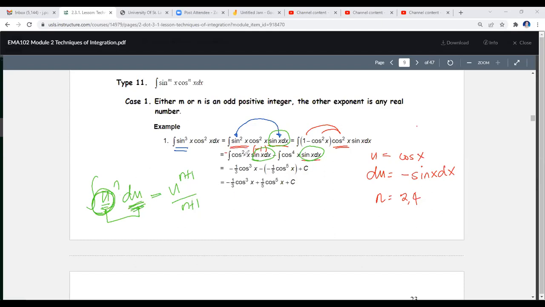Now, your u here is cosine. So, its derivative is negative sine of x dx. So, that's the purpose that you have negative here outside because you completed the sine of x dx here by multiplying it by negative 1. So that you will not alter your original integral, you will have to place negative 1 outside.